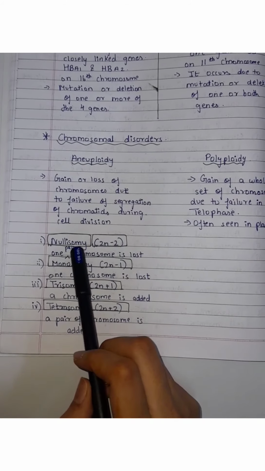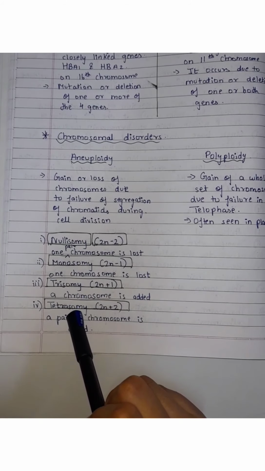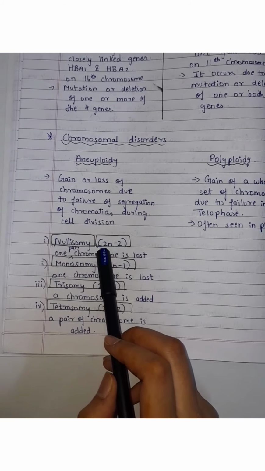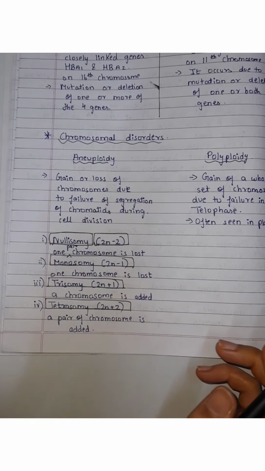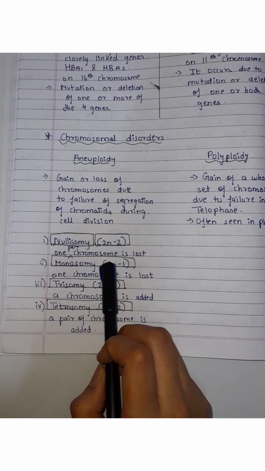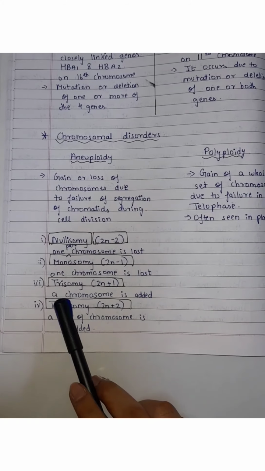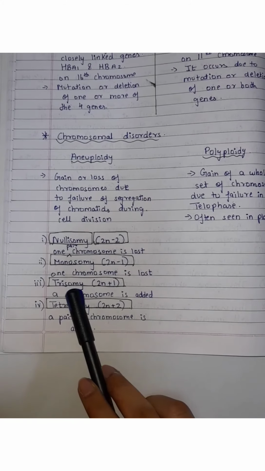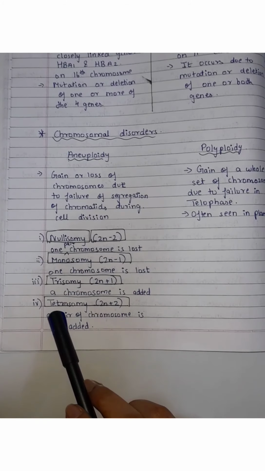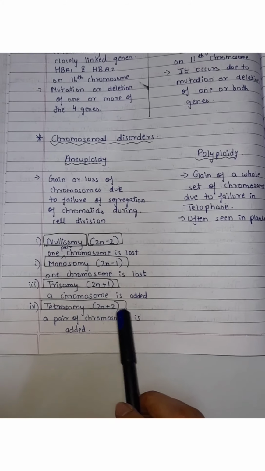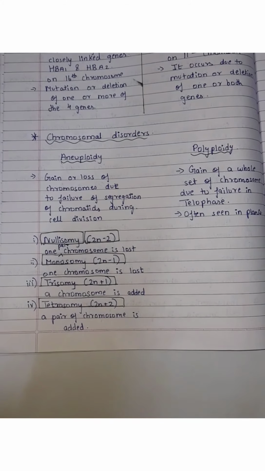Examples of aneuploidy are nullisomy, monosomy, trisomy, and tetrasomy. In nullisomy, 2n minus n, a pair of chromosomes, is lost. In monosomy, 2n minus 1, only one chromosome, is lost. In trisomy, 2n plus 1, one chromosome is added. And in tetrasomy, which is 2n plus 2, a pair of chromosomes is added.